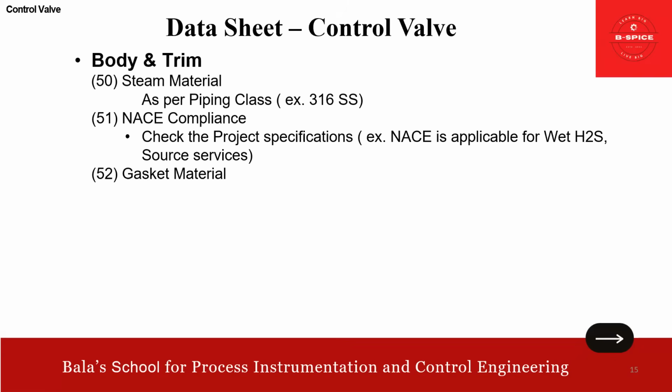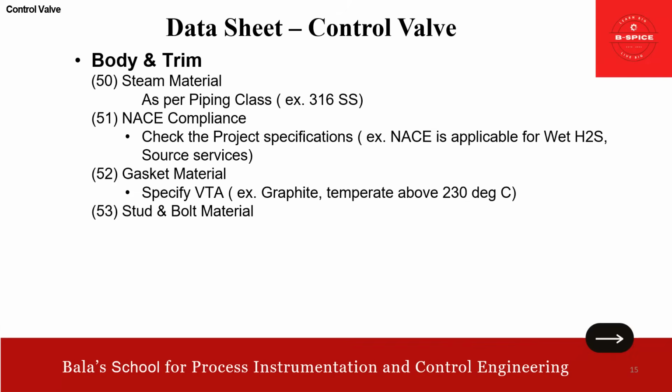Okay. Then gasket material. The gasket material, we can specify, but of course we can ask the vendor to advise. Normally we use graphite if it is more than 230 degrees centigrade. Okay, it depends on the temperature requirement. Then stud bolt material, of course, this purely depends on the piping class. Example 316 SS.